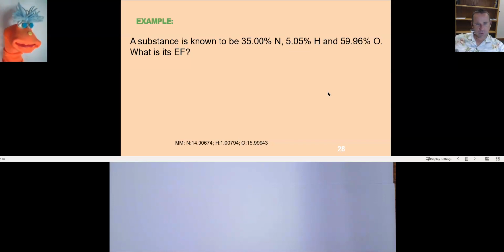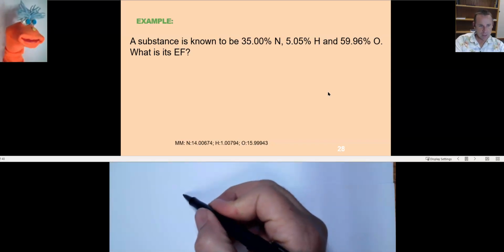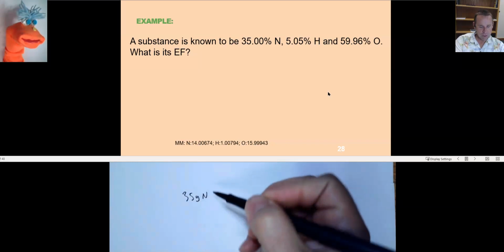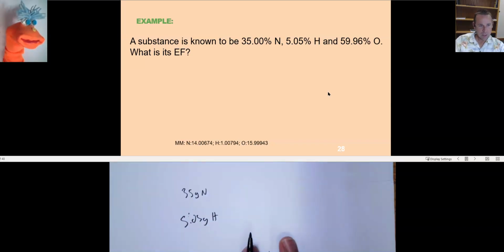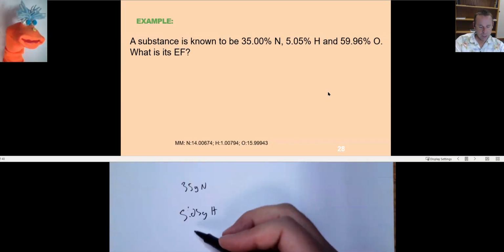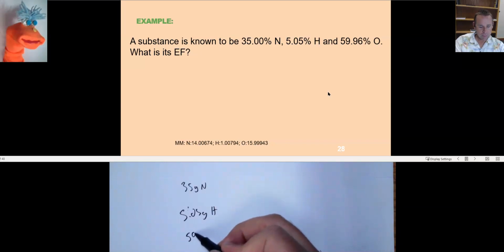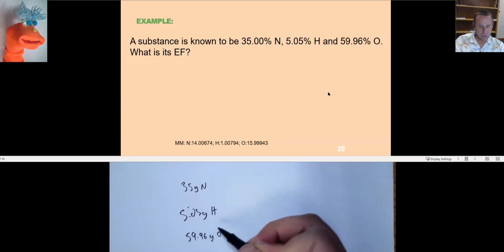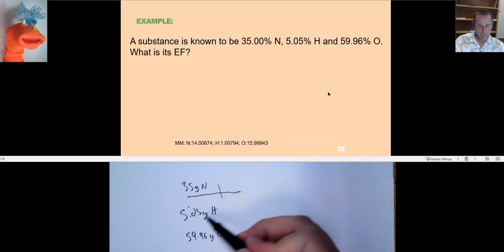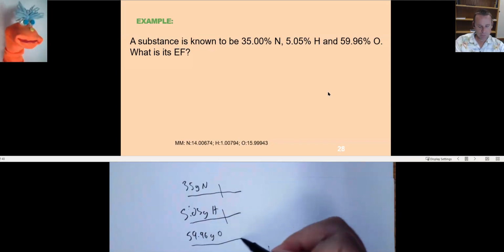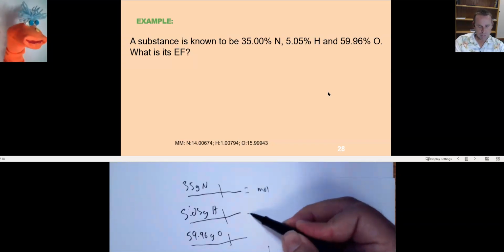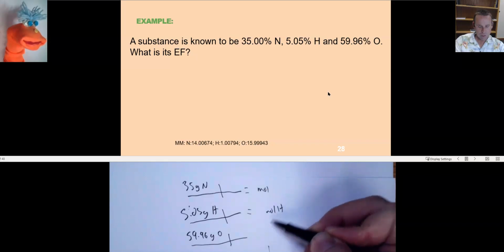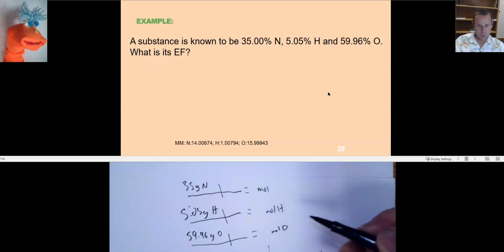If it's 35, if those are the percentages, you can convert those to moles. That's right. I can pretend like that's 35 grams of nitrogen and 5.05 grams of hydrogen and 59.96 grams of oxygen. Now, why can I do that? You can just pretend like you have a 100-gram sample. Very good. And I want to go from grams to what? Moles. So I want to go moles of nitrogen, moles of hydrogen, and moles of oxygen. Good.